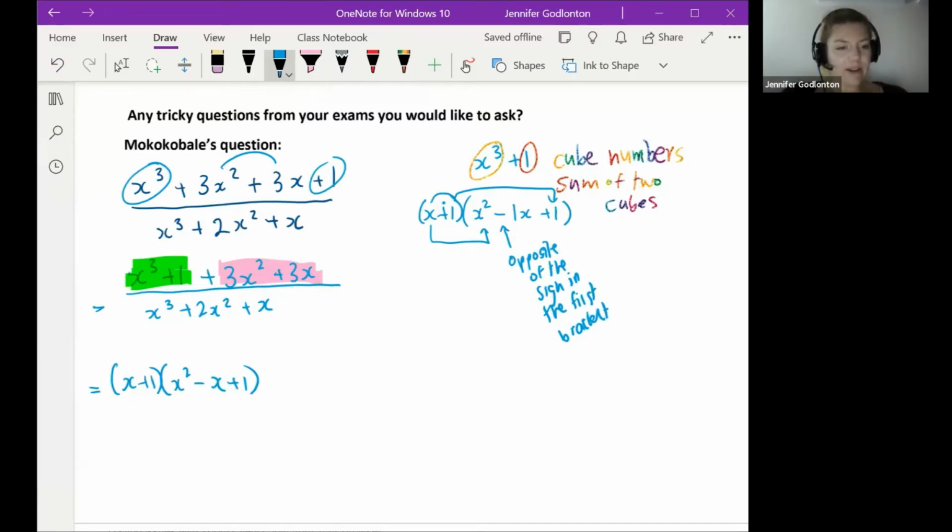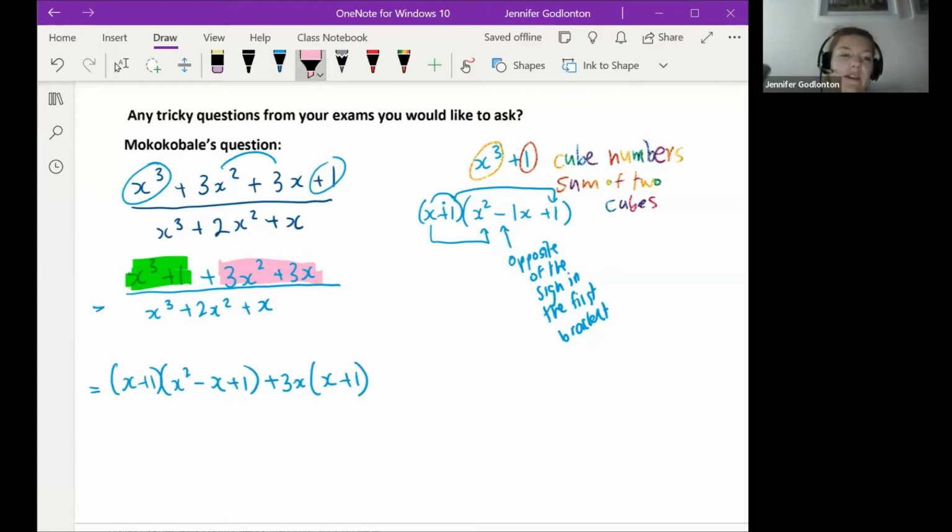Good. Common factor. Good, Sino. Nice. What would that common factor be? What's common in both of them? 3x. Good. Okay. So I'm going to take out 3x as my highest common factor. I'm going to be left with x plus 1.